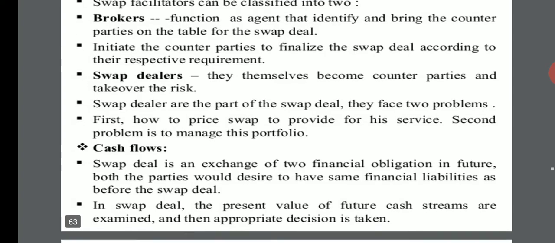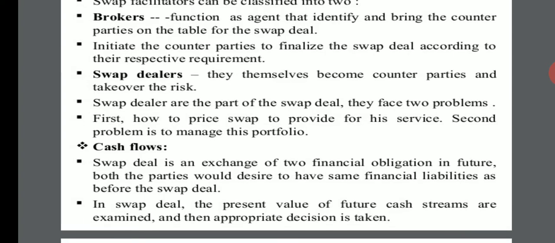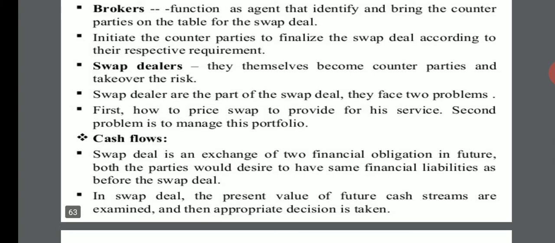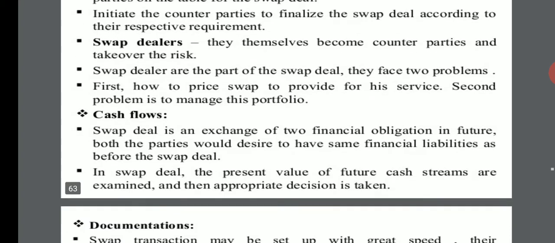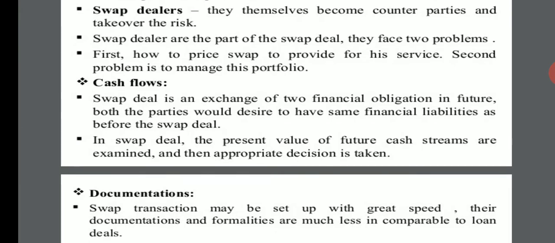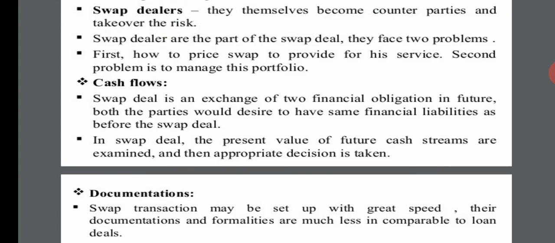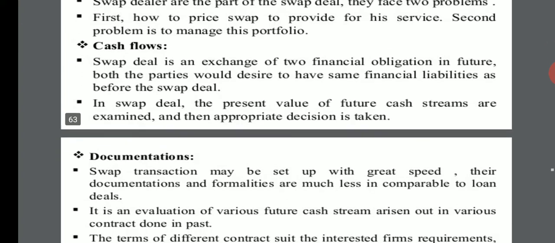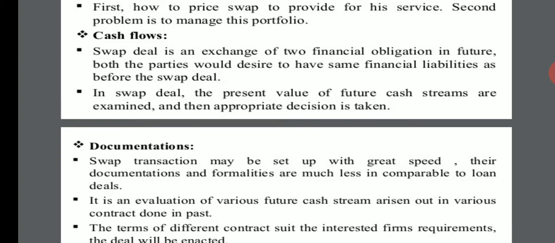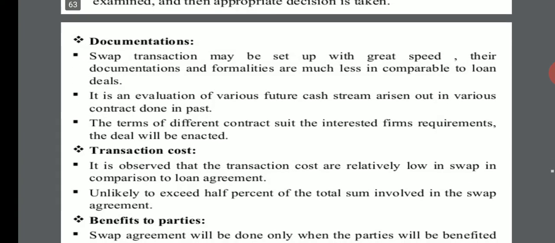Swap dealers. They themselves become counterparties and take over the risk. Swap dealers are part of the swap deal. They face two problems. First, how to price the swap to provide for their service. Second problem is to manage their portfolio. Now, cash flows. Swap deal is an exchange of two financial obligations in future. Both the parties would desire to have the same financial liabilities as before the swap deal. In a swap deal, the present value of future cash streams is examined and an appropriate decision is taken.